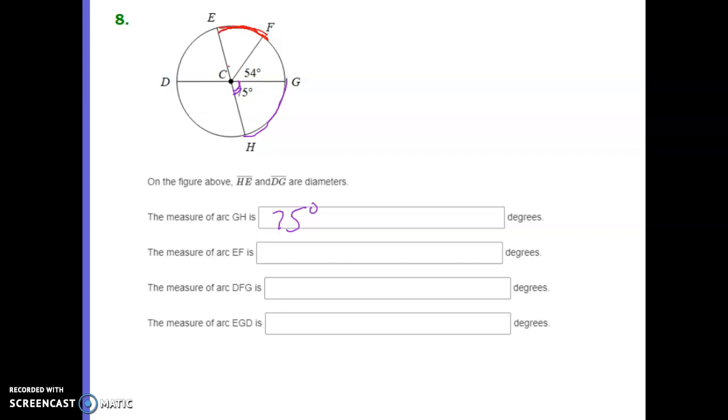The measure of arc EF, where's EF? It should be the same as the measure of this angle. Well, how do I get that angle? All the way halfway across the circle, we're told that's a diameter. I can just do 180 minus 54 minus 75 to get the measure of that angle. And that's going to be 51 degrees. So let me write that in, 51 degrees.